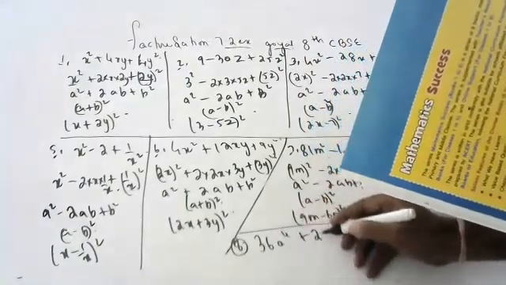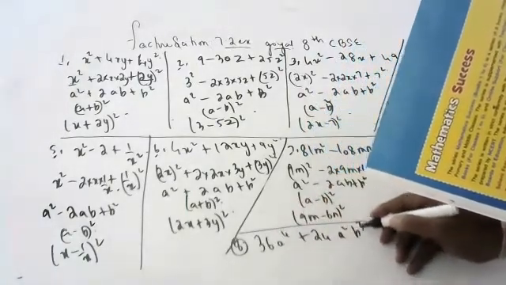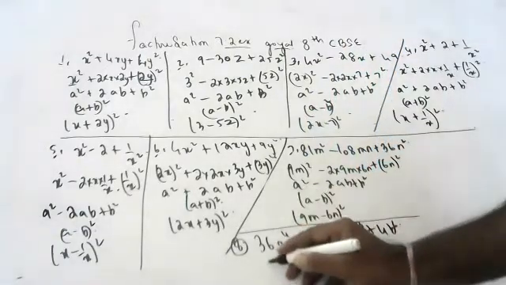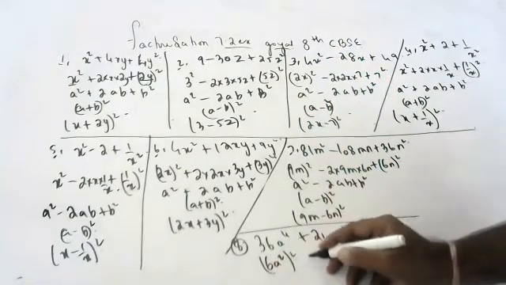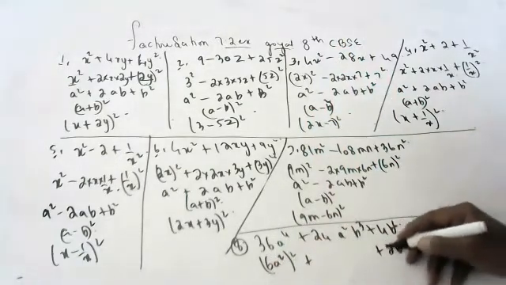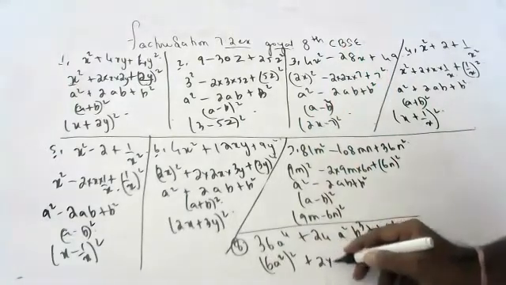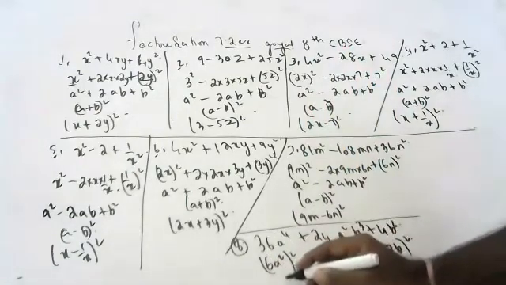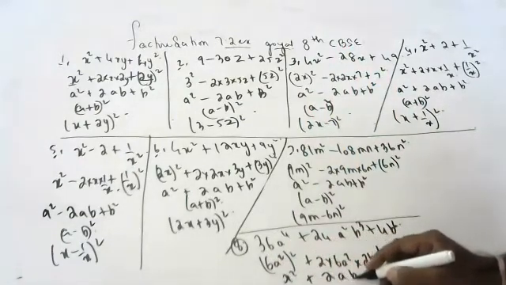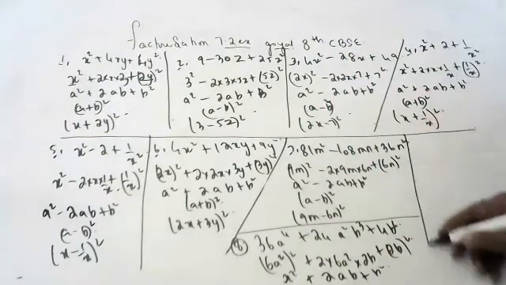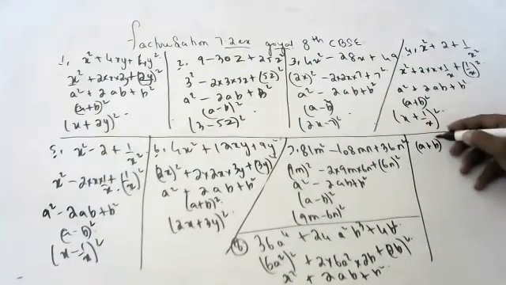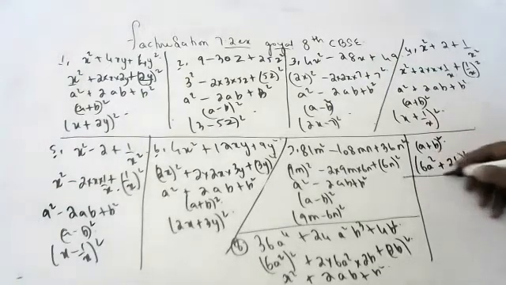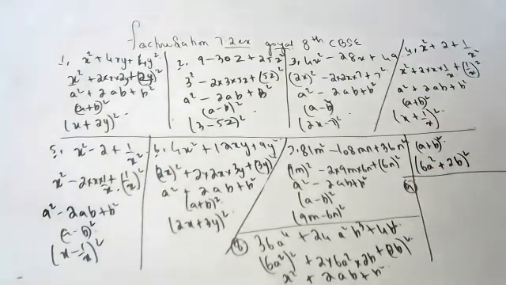36a to the power of 4 plus 24a square b cube plus 4b to the power of 6. So children, 36a to the power of 4 we can write as 6a square whole square. This we can write as 2b cube whole square. This is 2 into 6a square into 2b cube. This is in the form of a square plus b square plus 2ab, that is nothing but a plus b whole square. 6a square plus 2b cube whole square. Right. Next.